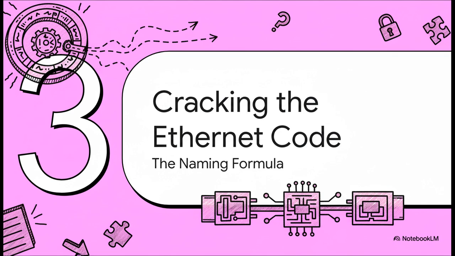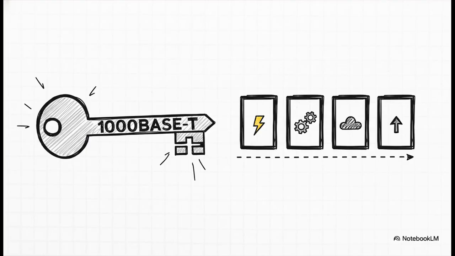Now it's time for the main event. Let's get that decoder ring out and start breaking down this secret formula that's been hiding in plain sight all along. So, to do this, we're going to use a super common standard as our key, and that is 1000BASE-T. Seriously, if you have a modern wired network, odds are you are using this exact standard right now. And here's the cool part. Once you understand this one, you'll be able to unlock all the others.